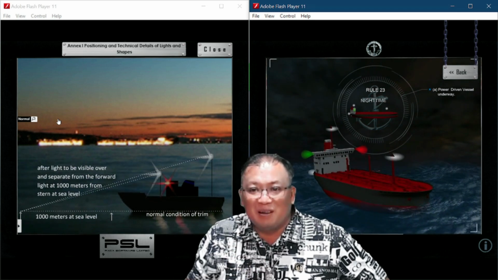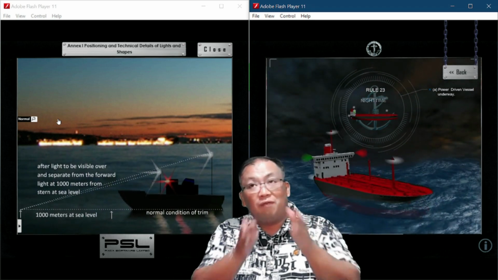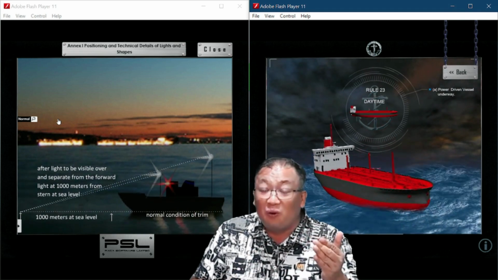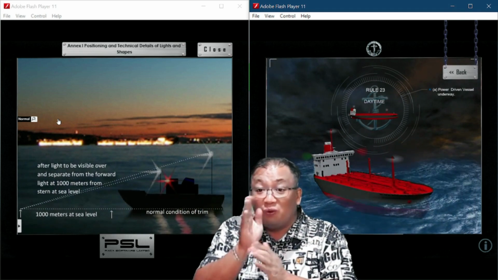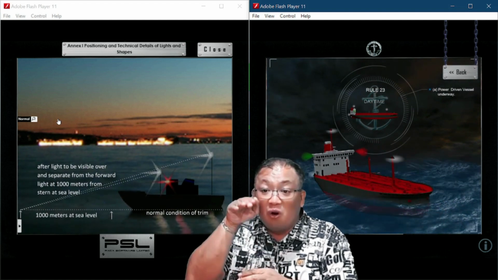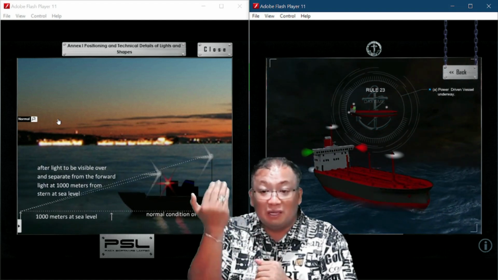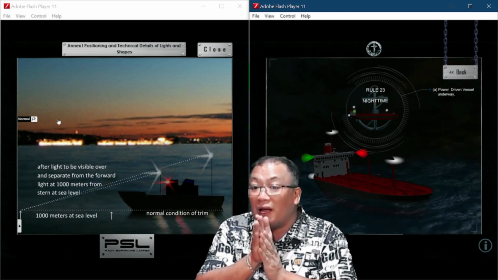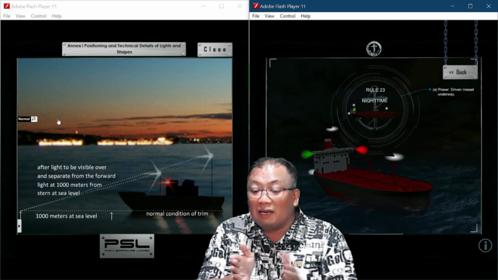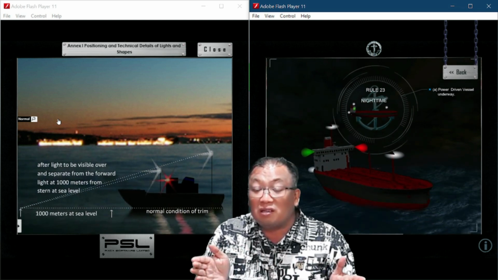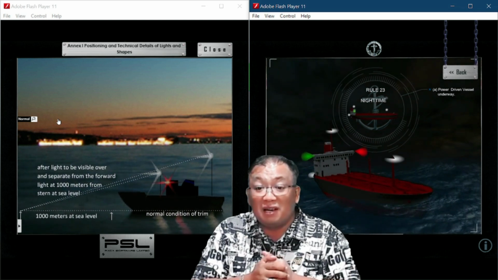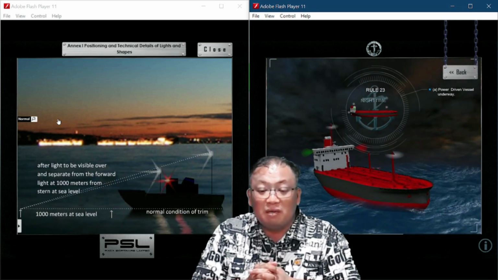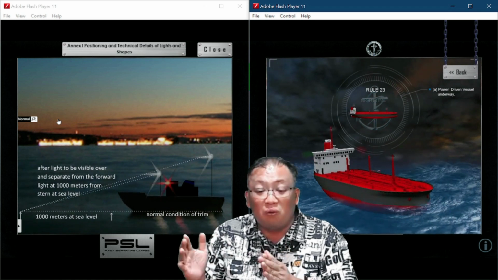What is 1,000 meters? That is 1 kilometer. So if you align the masthead light at the back and the masthead light in the forward, it would form a downward line, because of course the after masthead light is higher, and the downward line should reach a distance of 1,000 meters at sea level from your vessel. The afterlight shall be visible over and separate from the forward.